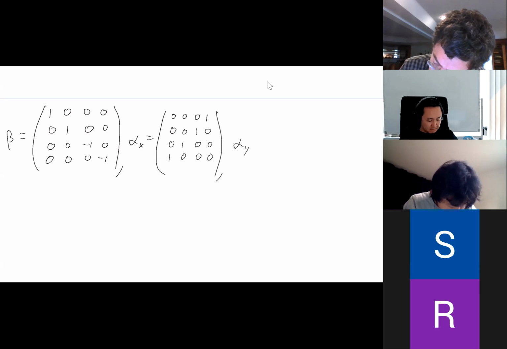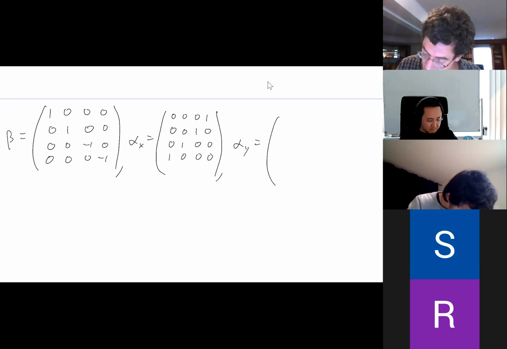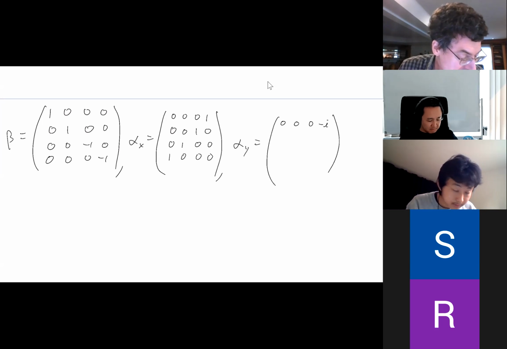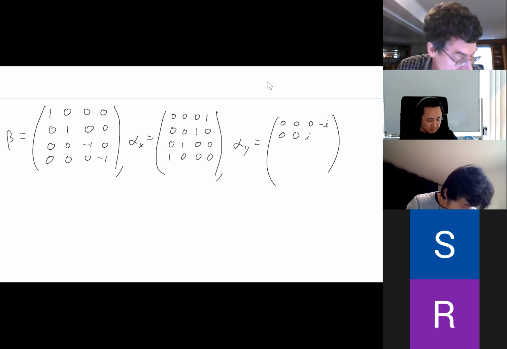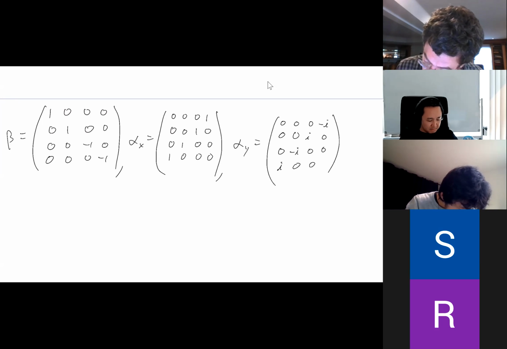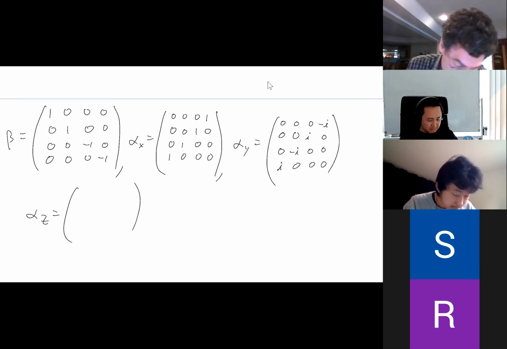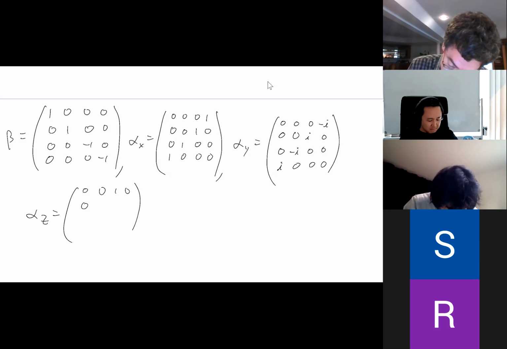And alpha y is equal to the matrix with rows 0, 0, 0, minus i; 0, 0, i, 0; 0, minus i, 0, 0; i, 0, 0, 0. And alpha z is equal to the matrix with rows 0, 0, 1, 0; 0, 0, 0, minus 1; 1, 0, 0, 0; 0, minus 1, 0, 0.